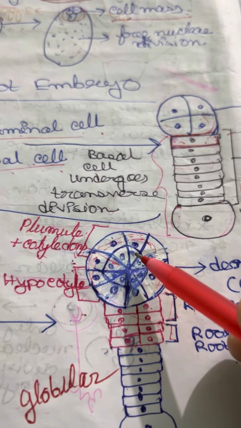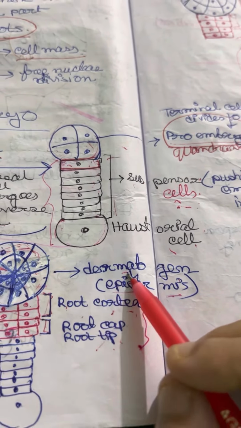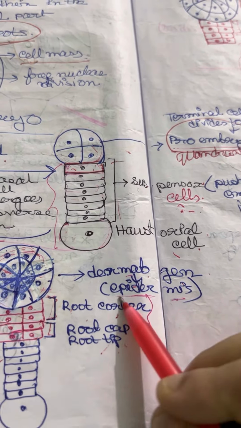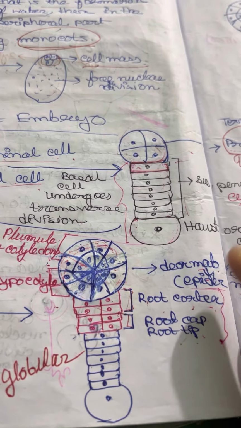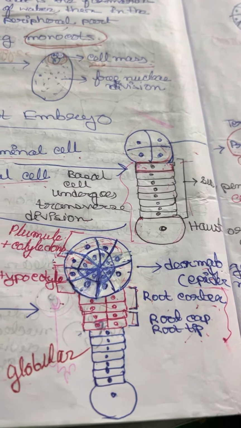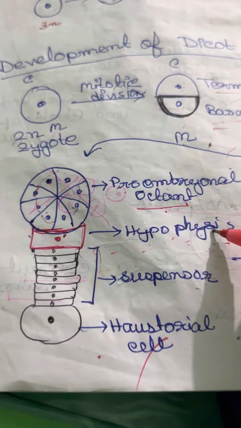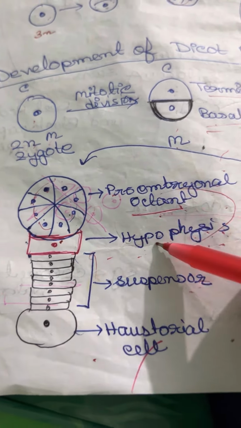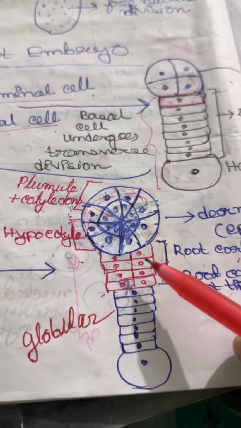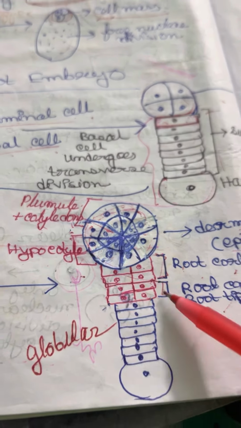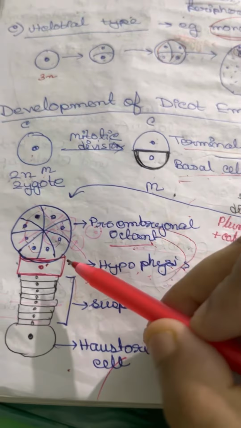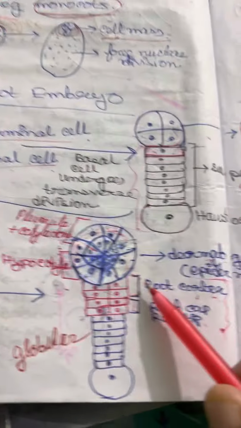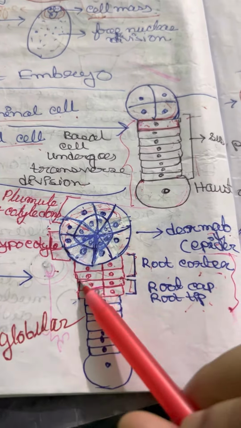So 16 cells we will see here, and the total structure is known as the dermatogen, which will give rise to the epidermis later. This is the part of the epidermis, the dermatogen cells. And the hypophysis again will divide, and it will give rise to 1, 2, 3, 4, 5, 6, 7, 8 cells. Below are the suspensor cells and the haustorial cell, exactly like this. So you see the hypophysis divides and forms 8 cells transversely.